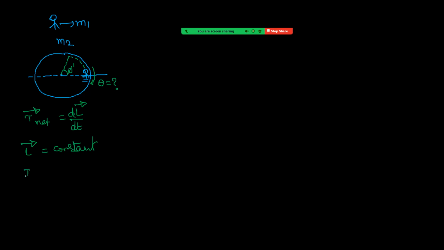See here I can write I1 omega1 bar plus I2 omega2 bar equal to 0 bar. So the angular momentum of the person plus the angular momentum of the disk totals zero. Here 1 stands for the person. That means I1 d theta1 by dt is equal to minus I2 d theta2 by dt.